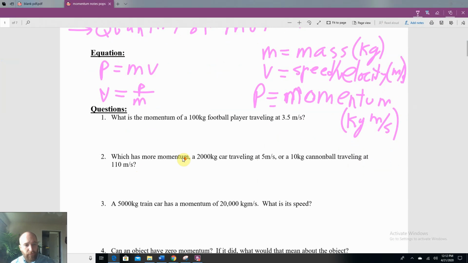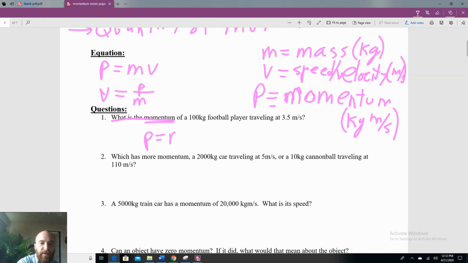Alright. Number 1, what is the momentum of a 100-kilogram football player traveling at 3.5 meters per second? Alright, so let's figure out what we're solving for. What is the momentum is what we're looking for. So we go back to our two equations. Which of these is solved for momentum? I think it's that first one.